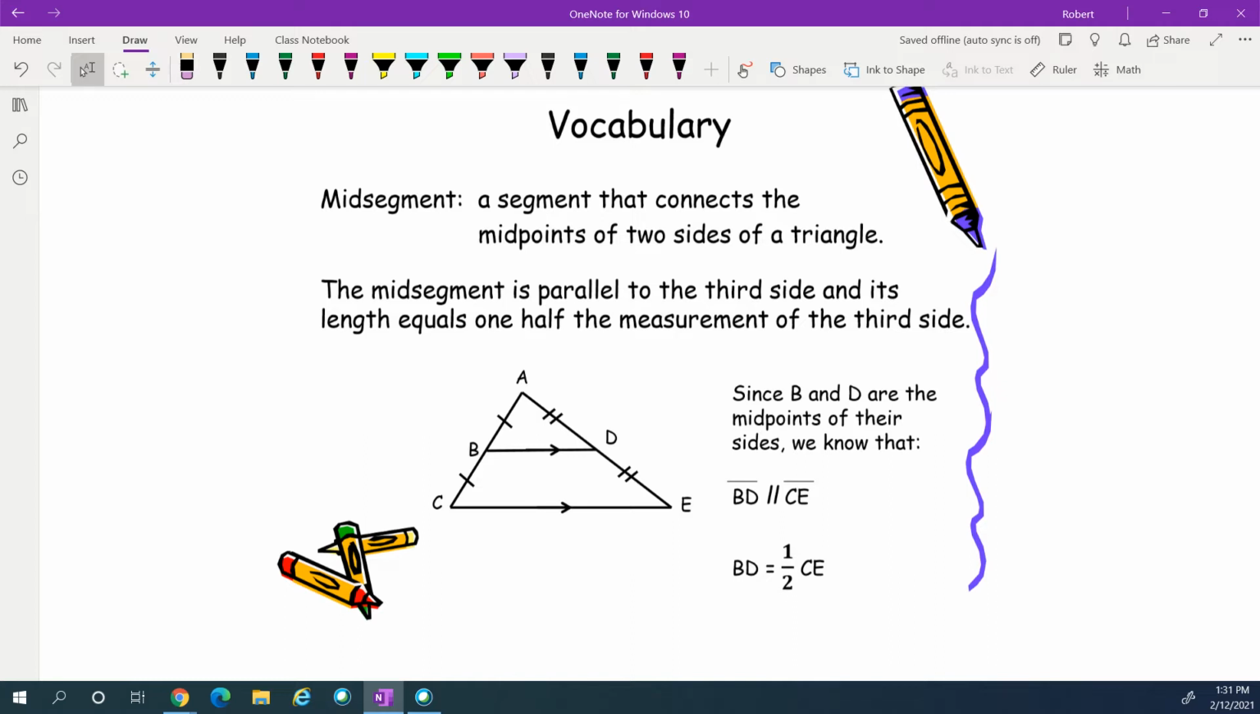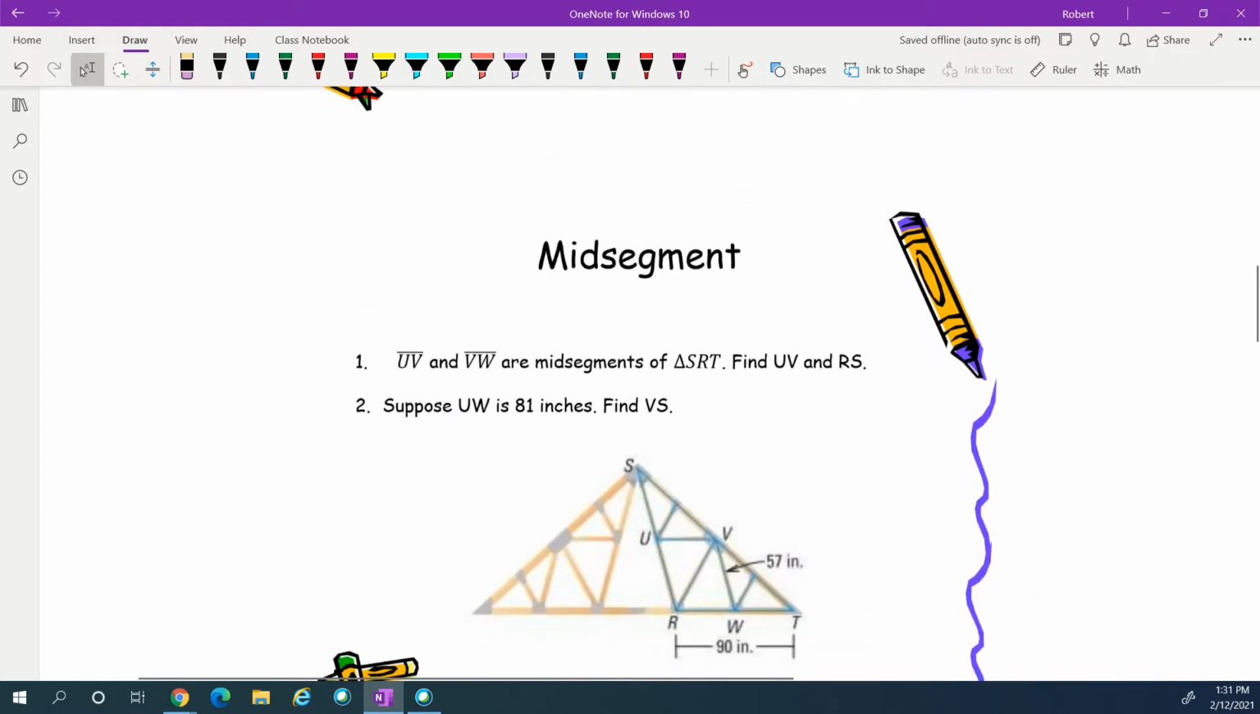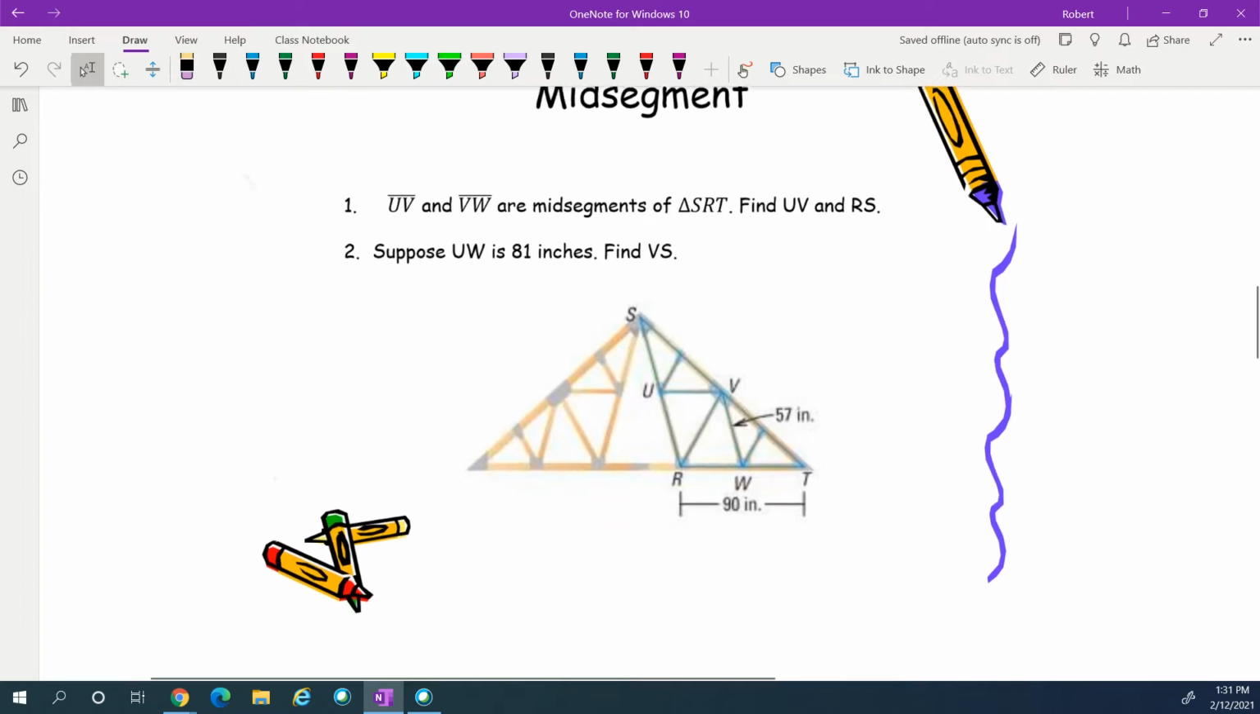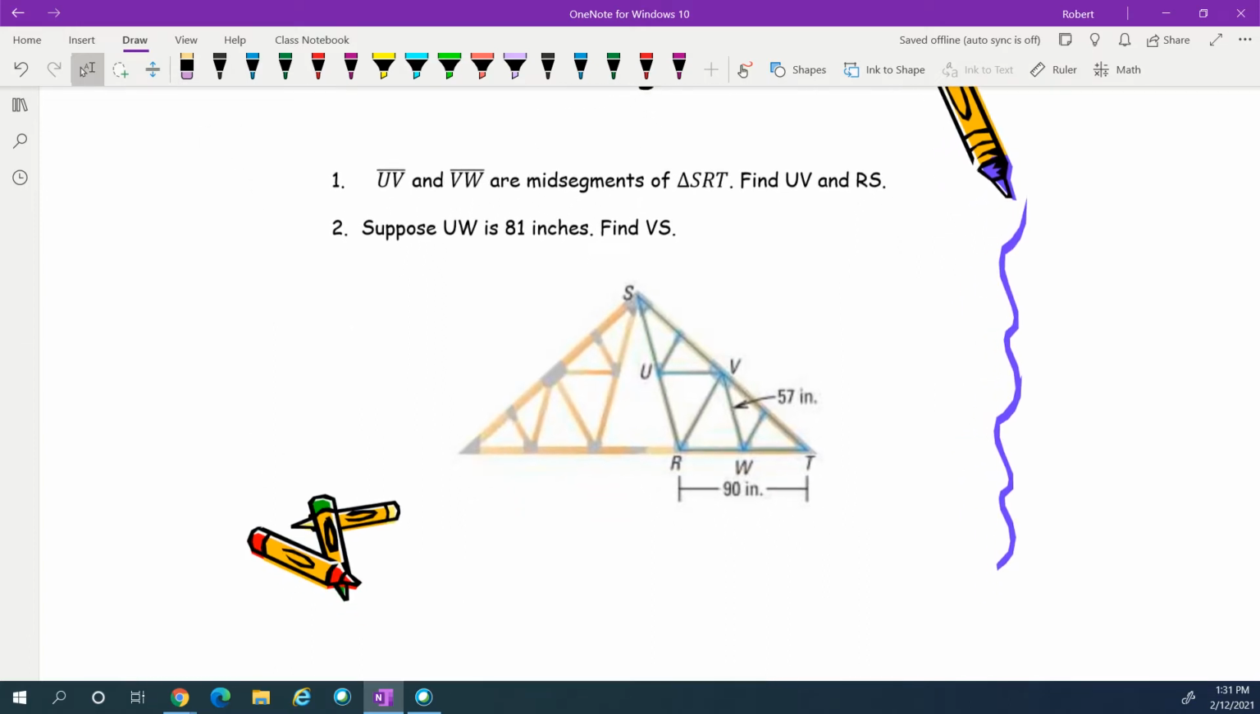So we can see how we bisected both sides of the triangle. BD is parallel to CE, and BD equals 1/2 of CE. So there we have our mid-segment. So at that point, it just comes down to a little bit of practice. So number one, let's do purple here.